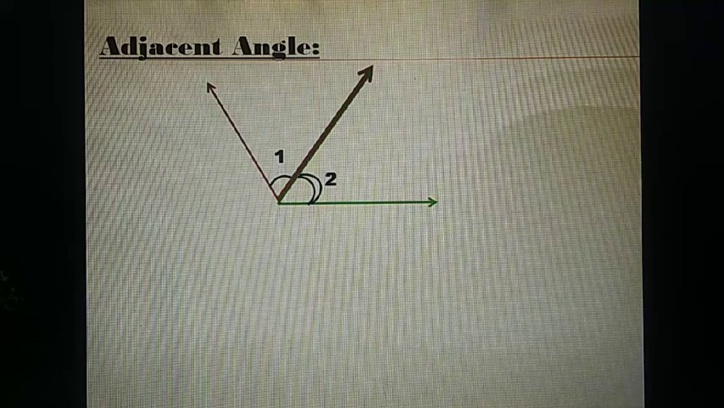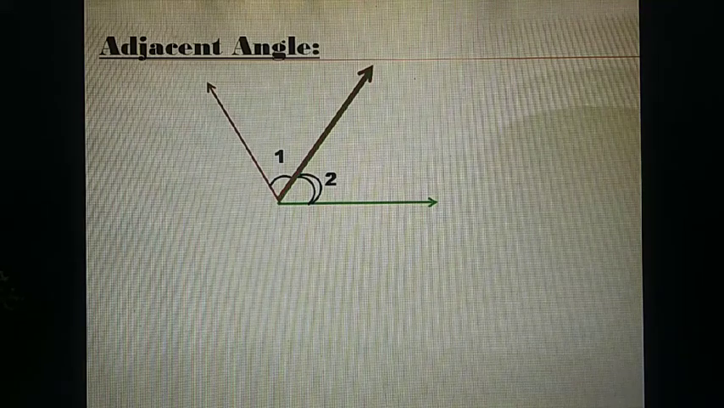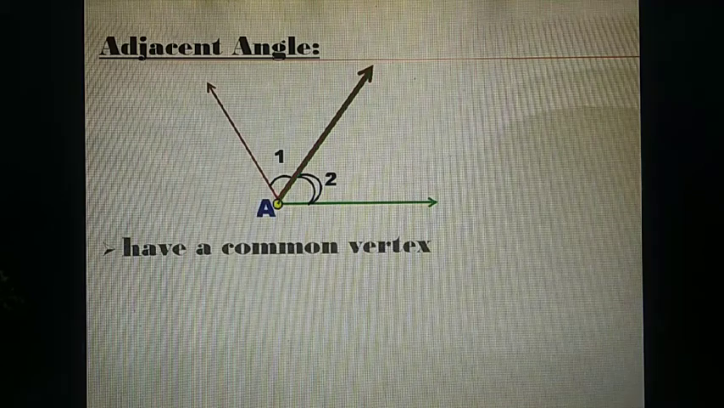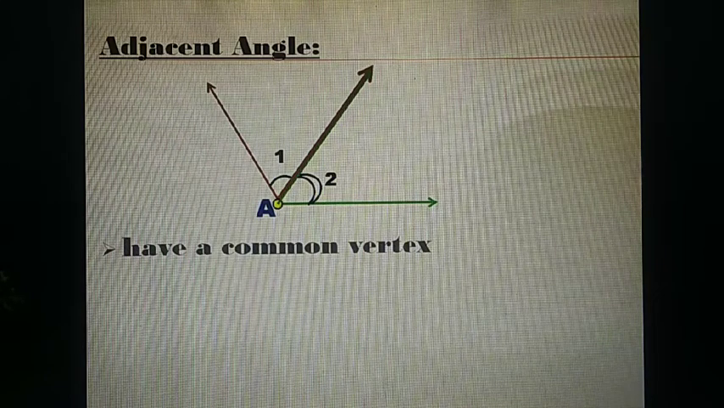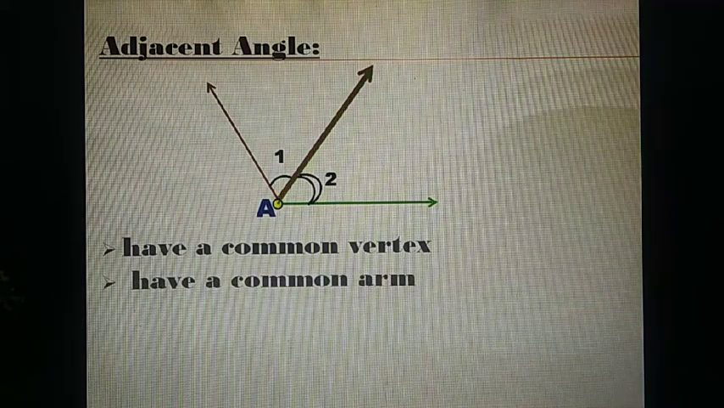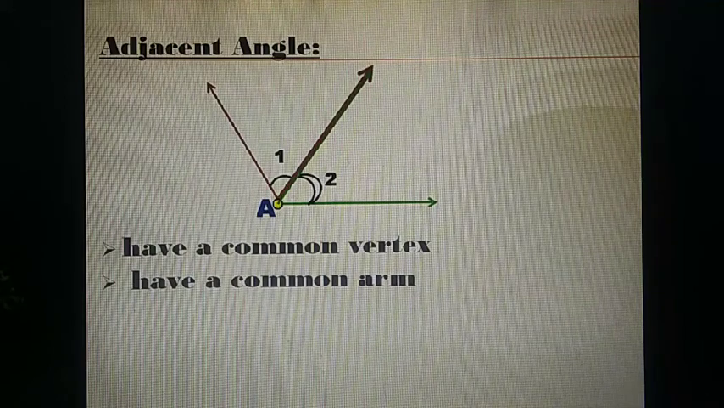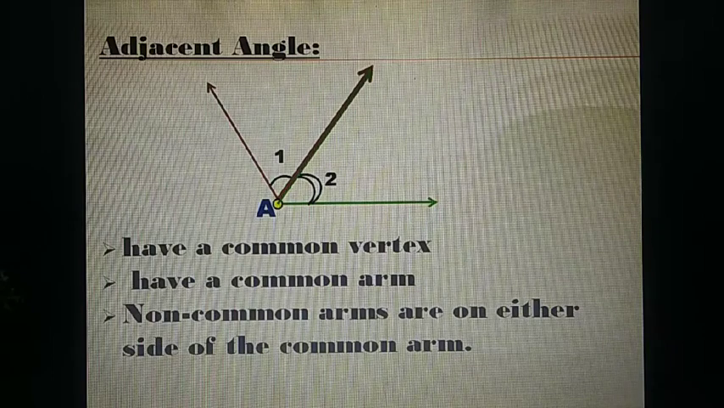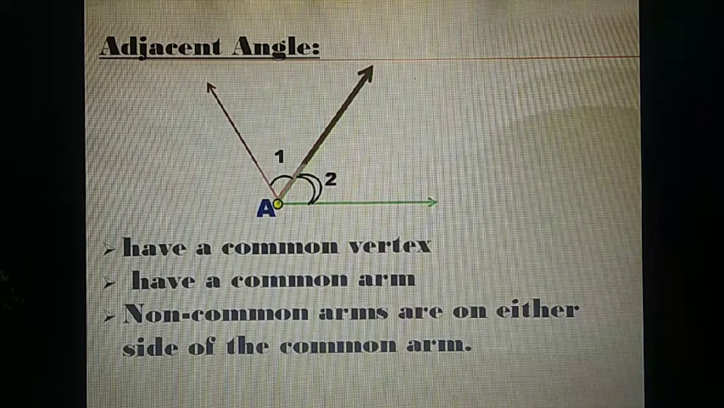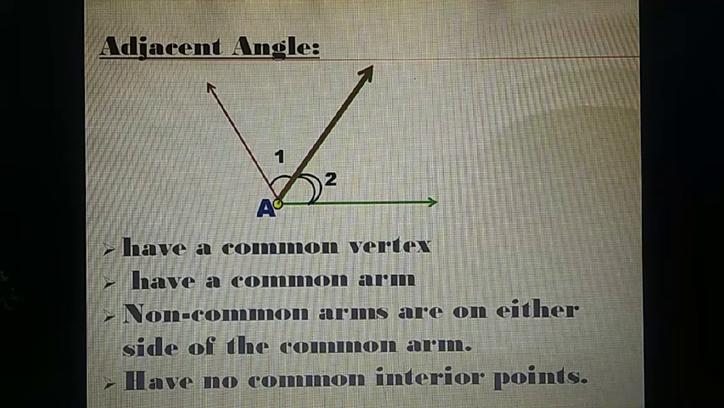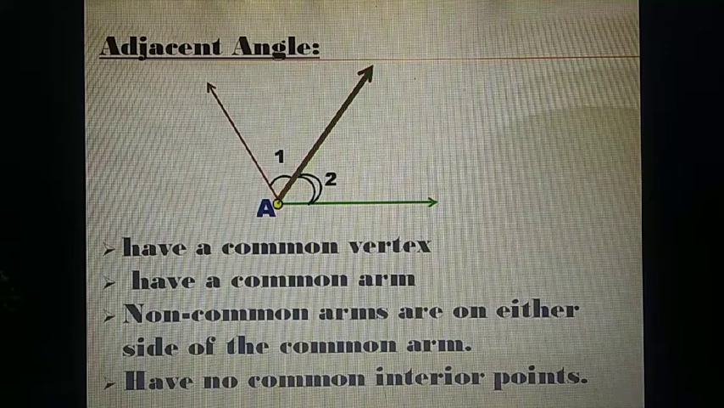Here we can see that both angles are having a common vertex. Here A is a common vertex. Next, there is a common arm with both the colors. And the non-common arms are on either side of the common arm, meaning they have no common interior points. Then the two angles are considered as adjacent angles.